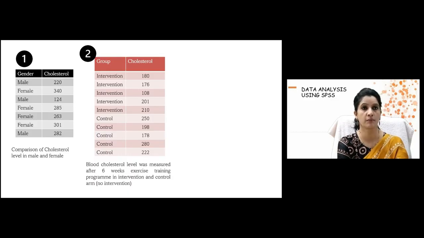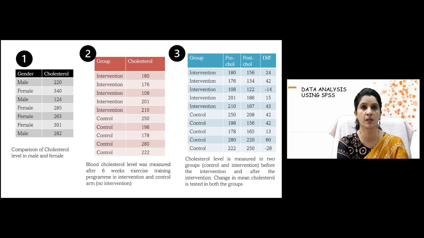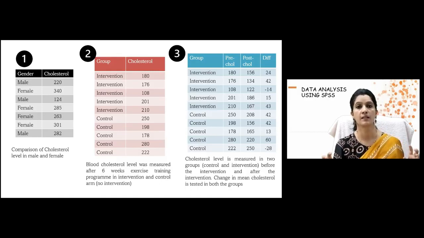So between these two arms, you can check the mean level of cholesterol, or if there are two groups and in both you are measuring a pre-cholesterol and a post-cholesterol value after some intervention, and that difference is there with you, you can calculate the mean difference in both. Like you can take the mean of these values, the differences 24, 42, 14, 15 and 43. This will be one mean, and the second mean could be from 42, 42, 13, 60 and 28. This would be the second mean of the difference. So you can test the mean difference also between the two groups.